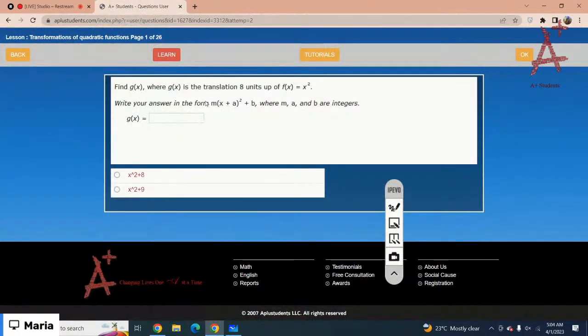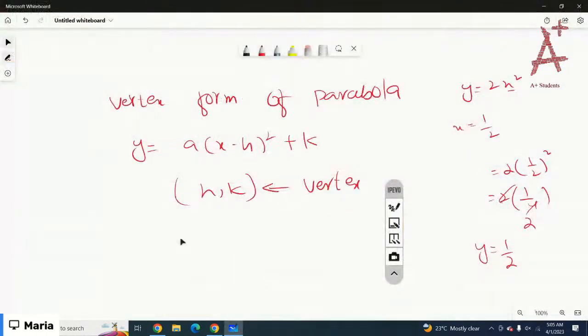Okay, find g of x, where g of x is the translation 8 units up. So it is translated 8 units up. That means you have to add. Got it?